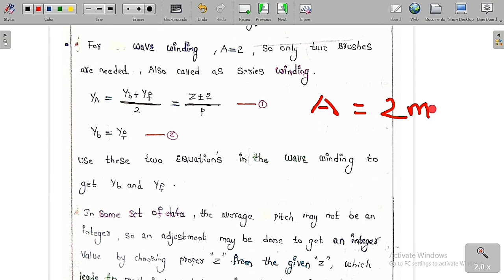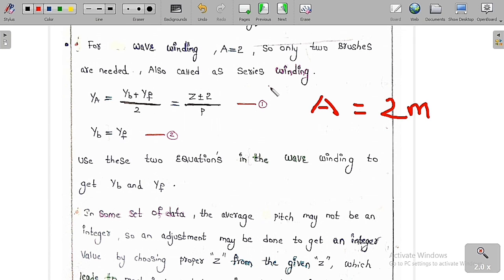So generally we are going to take the simplex wave winding. For simplex wave winding, A is equal to 2. So only 2 branches are needed. Wave winding is also called the series winding. For simplex wave winding, A is equal to 2 because M is equal to 1. So only 2 brushes are needed, because I have already told you the number of brushes is equal to the number of parallel paths. The number of brushes is always equal to the number of parallel paths. So this is a very important point.